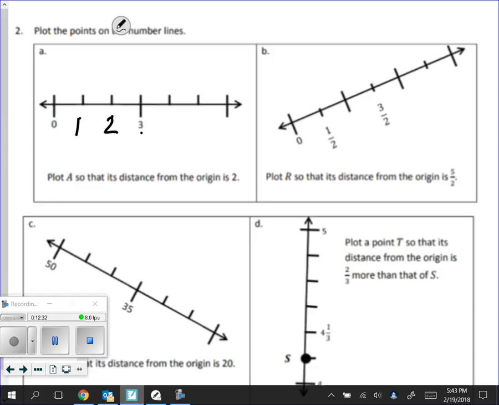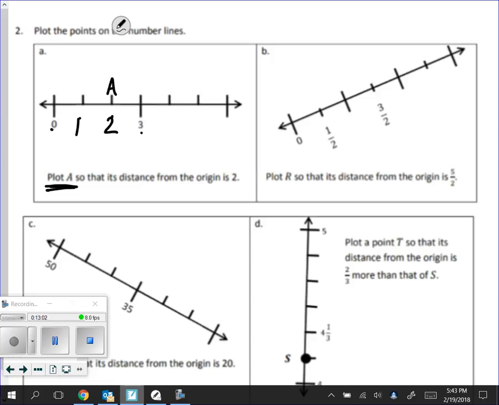So on what line should I be putting the letter A? So I want you to think about where should plot A so that its distance from the origin is 2. The origin is 0. I like to think about origin. Oh, origin looks like a 0. So your A should just be there. Now, they're not all going to be that easy.